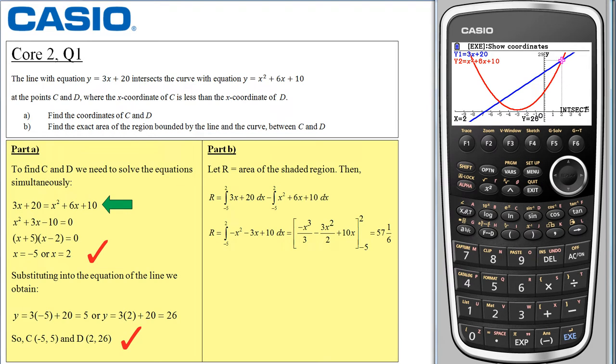Now let's think about part B. I need to find the area of the shaded region enclosed between the parabola and the line. Well, using calculus, this diagram really helped me because I realised that the area underneath the line between minus 5 and 2 needs to be calculated first, before I can subtract the area under the curve between minus 5 and 2. And that's because the diagram shows me the line is above the curve when x is between minus 5 and 2. When I do use calculus, I obtain 57 1/6.